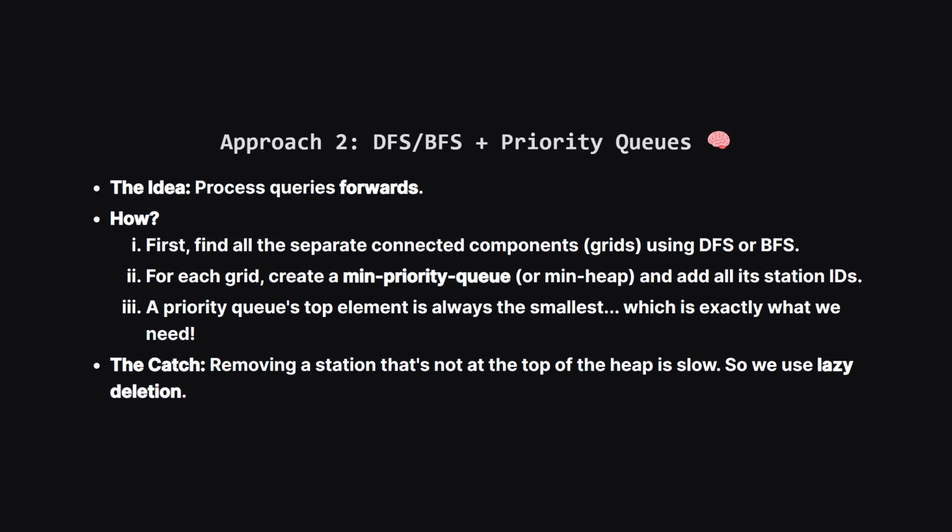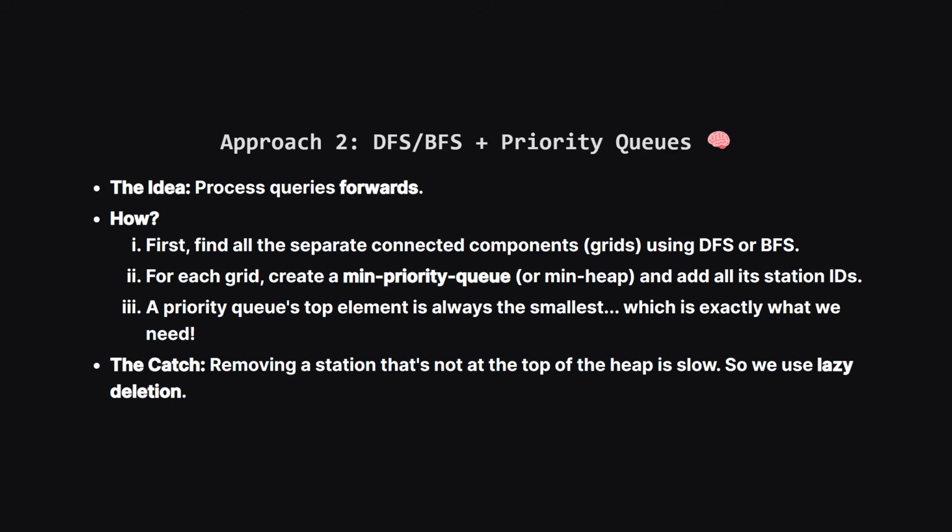Okay, let's look at a completely different way to solve this, this time processing the queries in the correct, forward order. The main idea here is to first figure out all the separate connected grids. We can do this with a standard depth-first search or breadth-first search. Then, for each of these grids, we'll use a min priority queue, which is a special data structure that's super fast at always telling you the smallest item it contains.